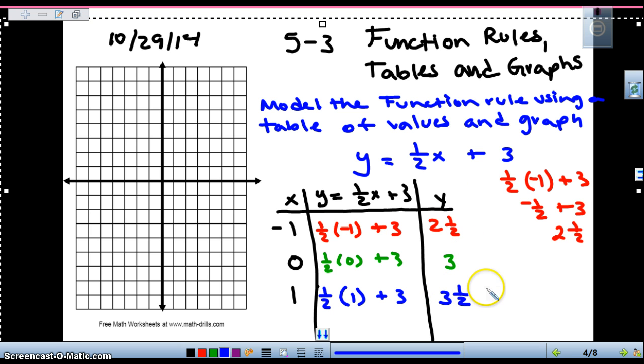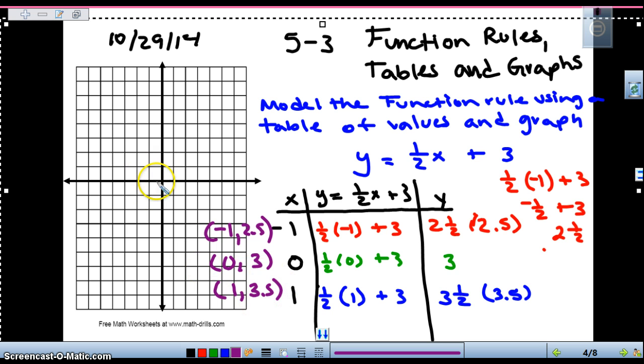Now if you want to write these out as decimals, it's the same thing. I've corrected this top decimal, 2.5. We can see that we have our ordered pairs as -1 and 2.5, 0 and 3, and 1 and 3.5. If we plot each of these ordered pairs, we have graphed our line.